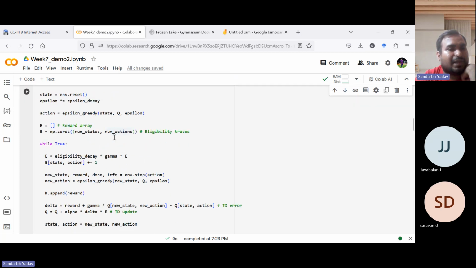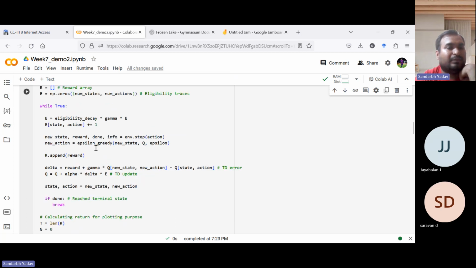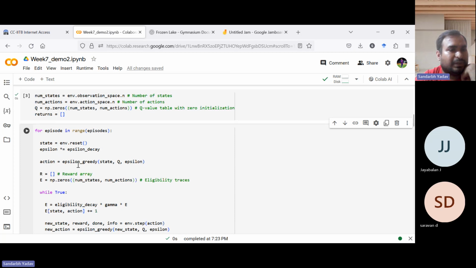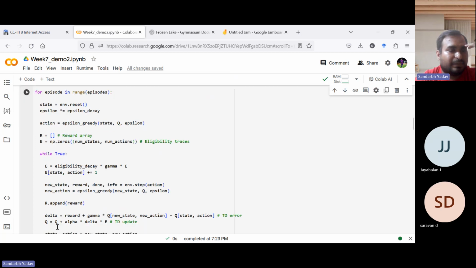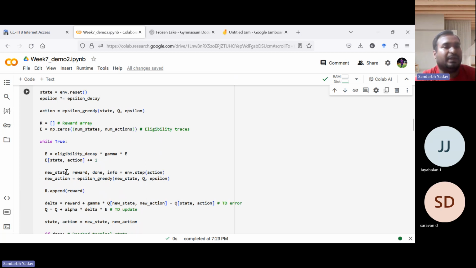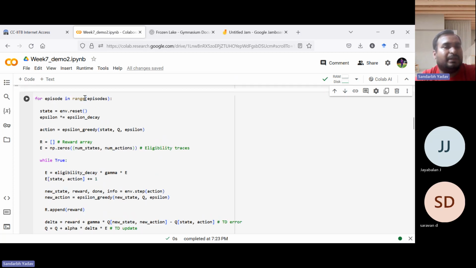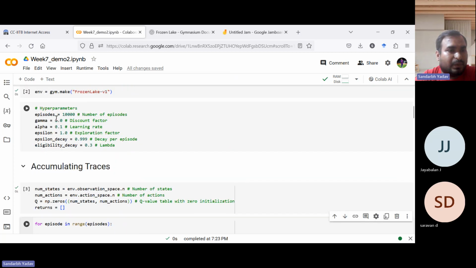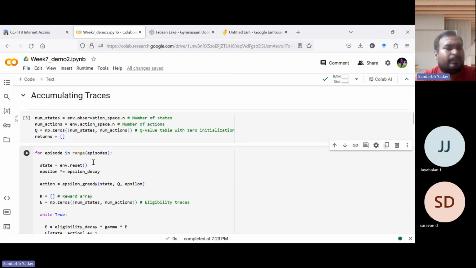So this while loop is over the steps within the episode, and this for loop is across the episodes. So maybe in episode 1 you might have 10 steps, then in episode 2 you might have 20 steps. So the while loop is taking care of how many steps, and this for loop is taking care of how many episodes. So we have set the number of episodes to be 10,000.